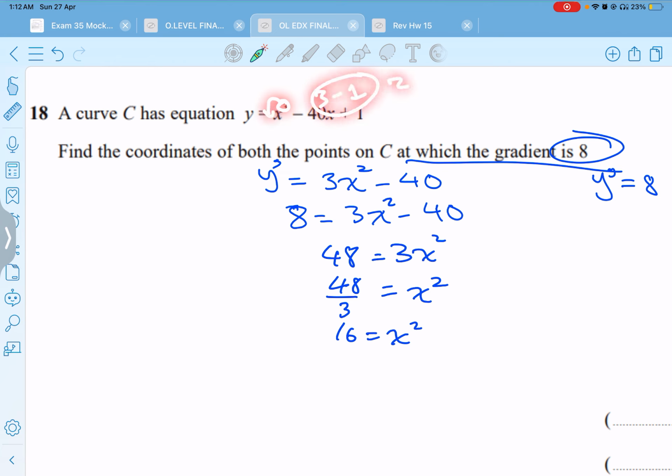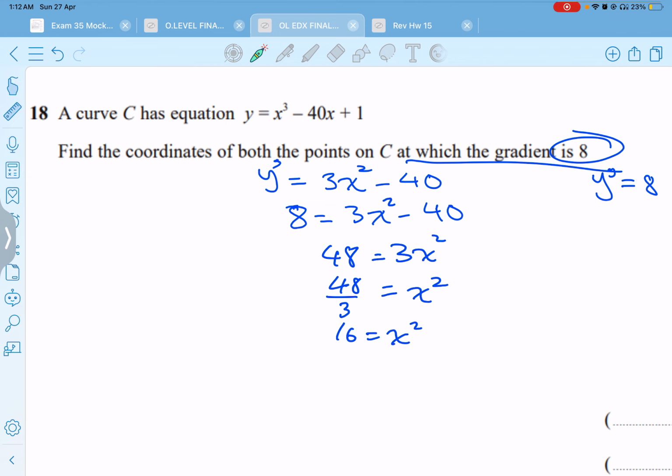So it's becoming 3x squared. The same goes here. It's going to be 1, x power 1. Then the power is multiplied by negative 40, so it's going to be the same. And then 1 minus 1 equals 0, so x power 0 equals 1. So it's going to be negative 40 times 1, which is basically negative 40.